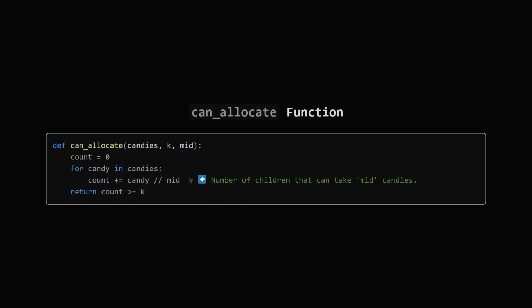Let's break down the can_allocate helper function in more detail. The core of this function is the loop for candy in candies. In each iteration, candy represents the number of candies in the current pile. The line count plus equals candy // mid calculates how many children we can give mid candies to from this current pile, using integer division. For instance, if candy is 7 and mid is 2, then candy // mid is 3. This result is then added to our running total count. Finally, we check if count, the total number of children we can allocate to, is greater than or equal to K, the total number of children.